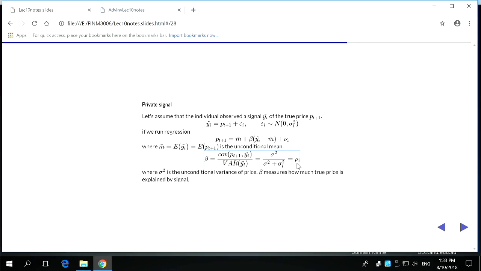Right, so if this rho is very big, as 1, then your signal perfectly matches the variation in the true price movement. If this is really 0, then you are not informative at all, right? Which means the variation in your signal is not really correlated with the variation in the true price. Right, so this rho_i, or I call it beta, measures how informative your signal is.